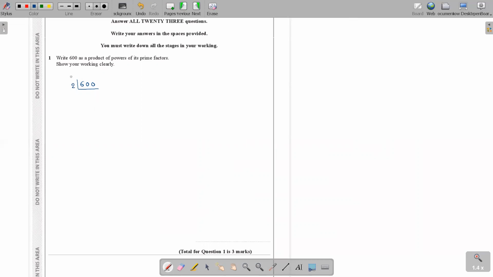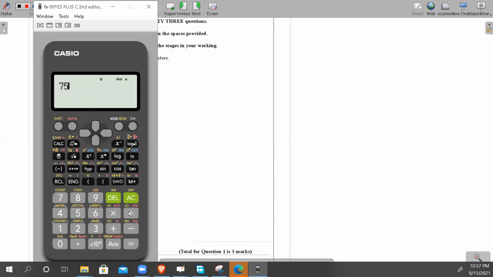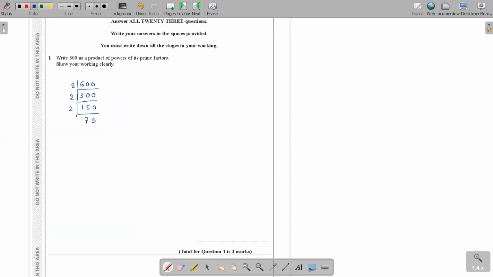So I'll choose the smallest prime, which is 2. 600 divided by 2 is 300. Divided by 2 again, we get 150. Divide that by 2 again, we get 75. So that's the end of dividing by 2. Next we could divide by 3. 75 divided by 3, you get 25.